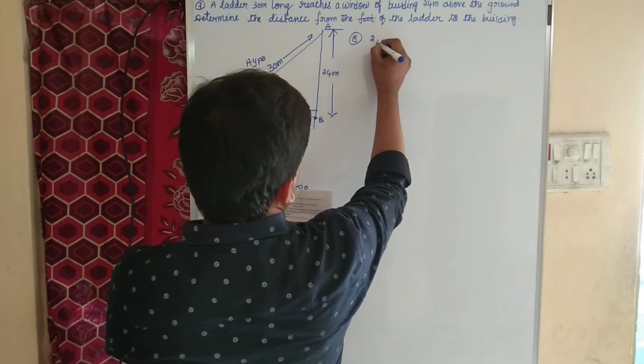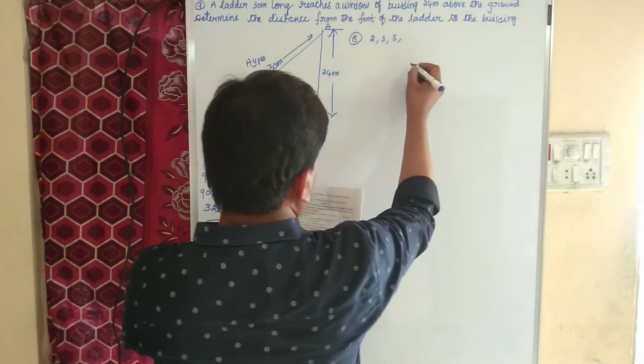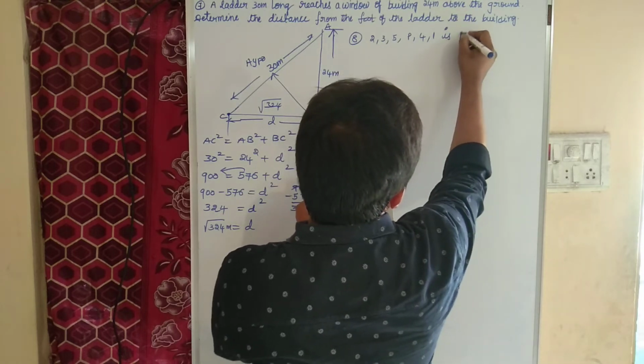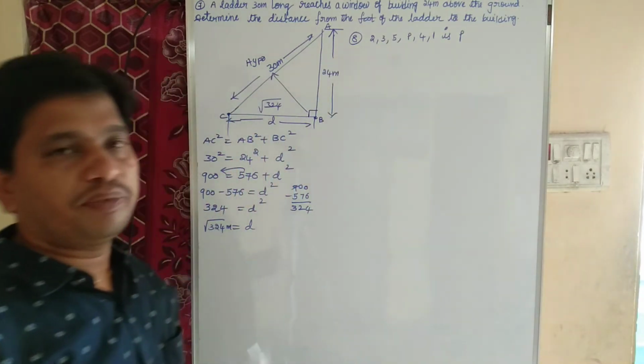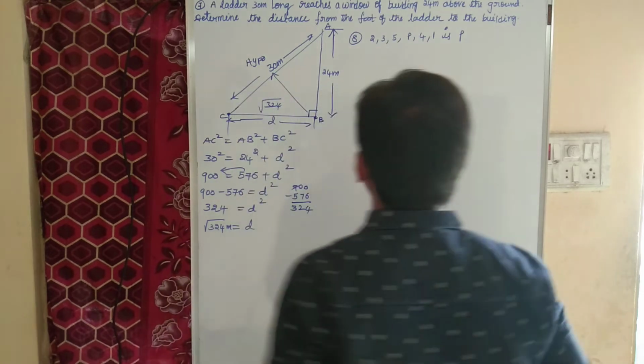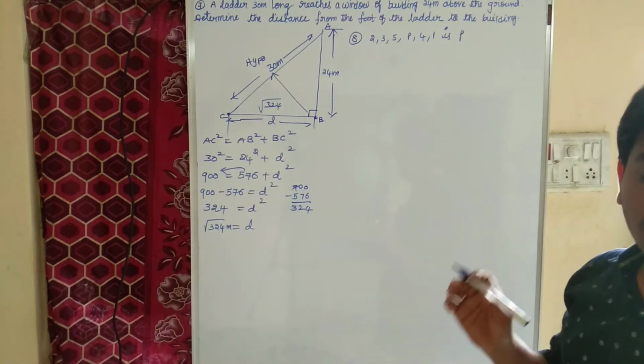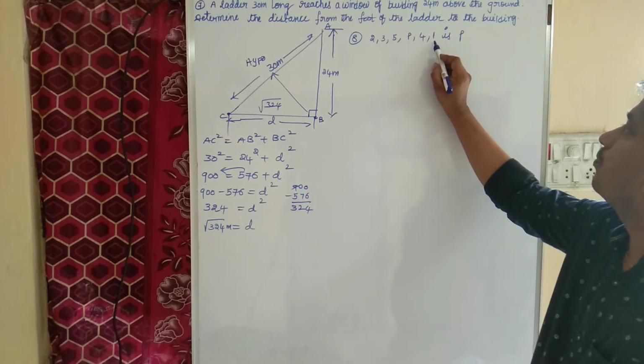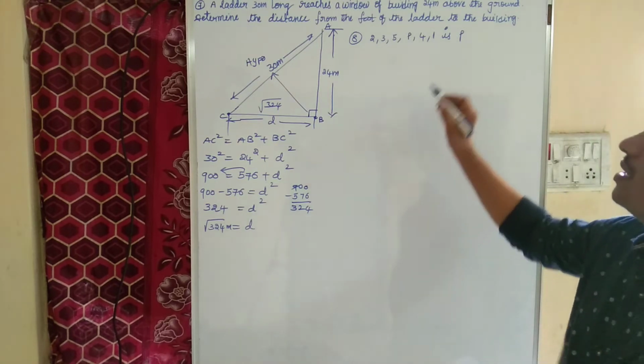If the arithmetic mean of 2, 3, 5, P, 4, 1 is P, find the value of P. See how they are asking the question. If the arithmetic mean of the given data 2, 3, 5, P, 4, 1 is P, I mean your mean is P.